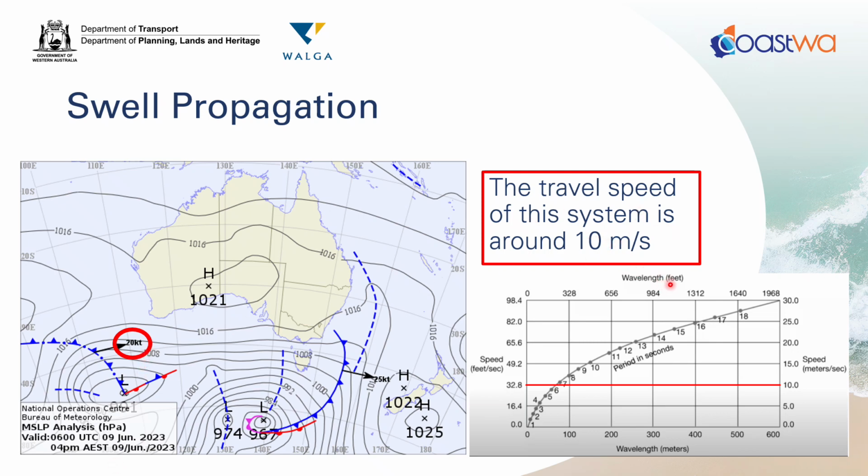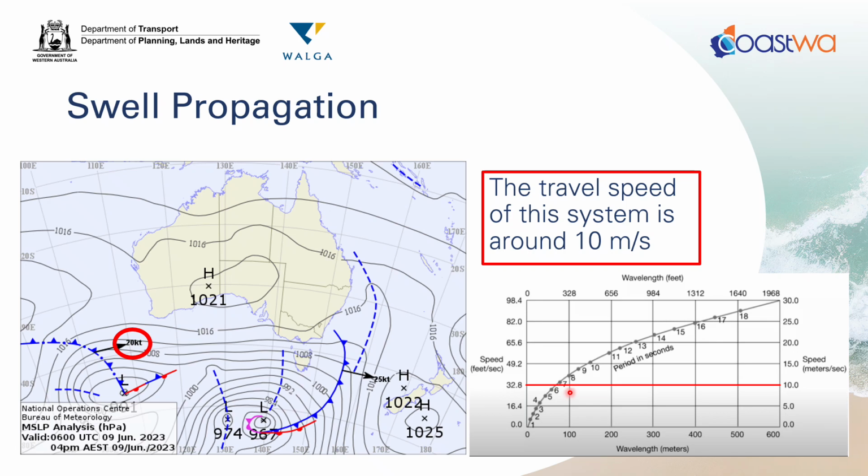So what that means is that the system is only moving at around 10 meters per second. If you draw your attention to this plot on the right, which shows the wavelength in meters, or in feet if you're into imperial measurements, but I'll focus on metric. The wavelength in meters, the period in seconds on each of these dots, and then the actual speed of travel. If we look at a speed of travel of around 10 meters per second, which is how fast this weather system is traveling, you can see that that corresponds with a wave period of around 7 seconds.